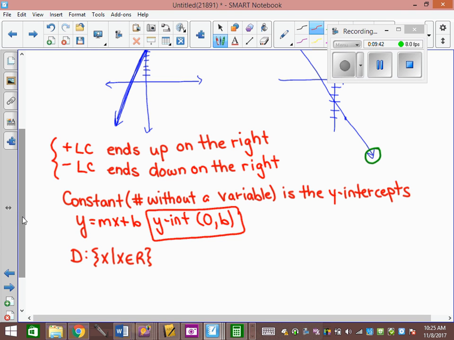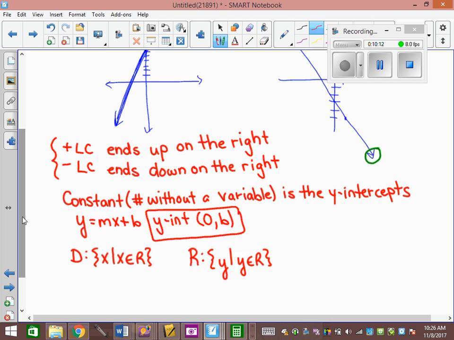What's my range? My range are the y values. Greater than or less than what, though? Where does the y stop? Does the y stop going down? No. Does the y stop going up? It's infinite. So what would it be? y is an element of the reals. Right?